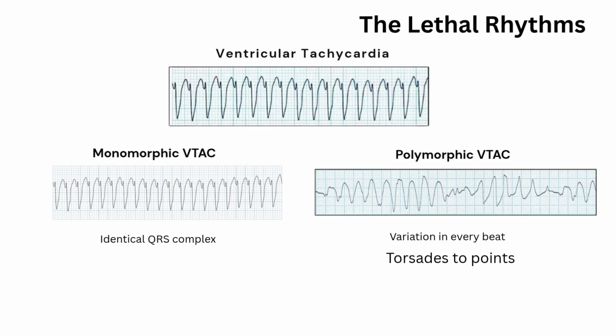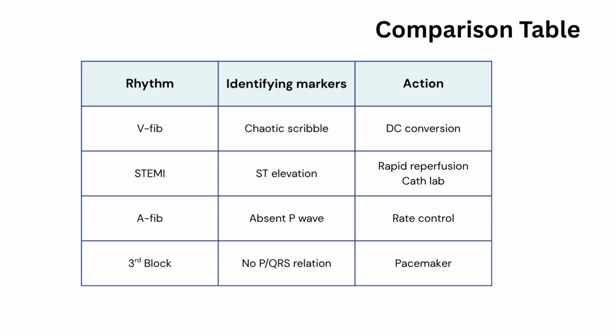All right, let's step into part 3, the rhythm abnormalities comparison table. Honestly, this table is absolute gold for your board prep. It clearly contrasts the chaotic killers that need immediate shocks with things like AFib and heart blocks that need totally different strategies. Notice how VFib demands DC cardioversion, and a STEMI needs rapid reperfusion in the cath lab.